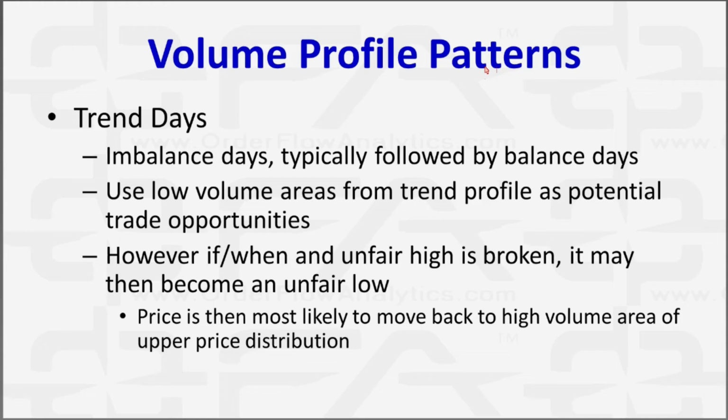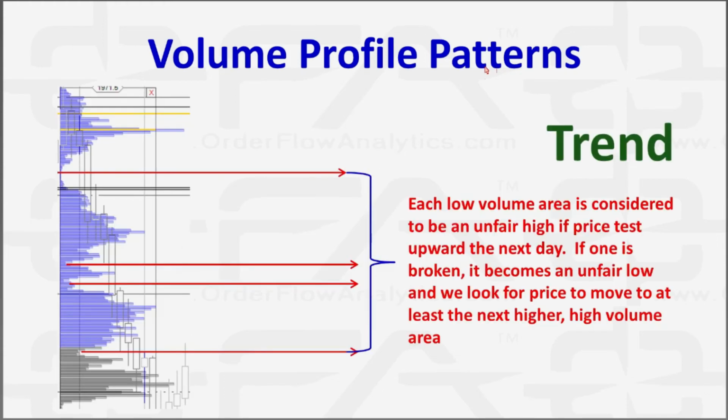However, if and when an unfair price is broken, again, it may become an unfair low. That's the whole scenario where resistance is now support, support is now resistance. And again, once price comes through an unfair high or low, it's most likely to move towards the high volume area because, what? That's fair price. So in the trend, each low volume area is considered to be an unfair high if price tests up next to it the next day.